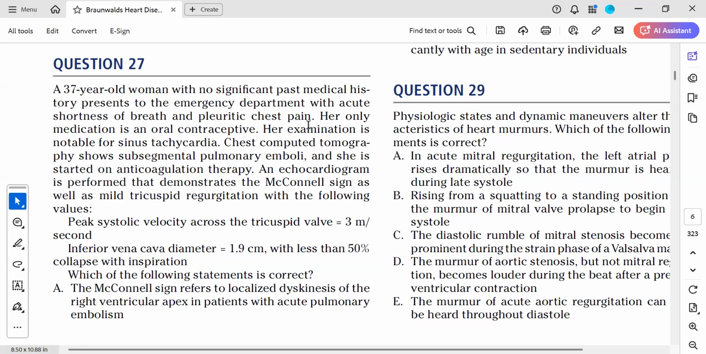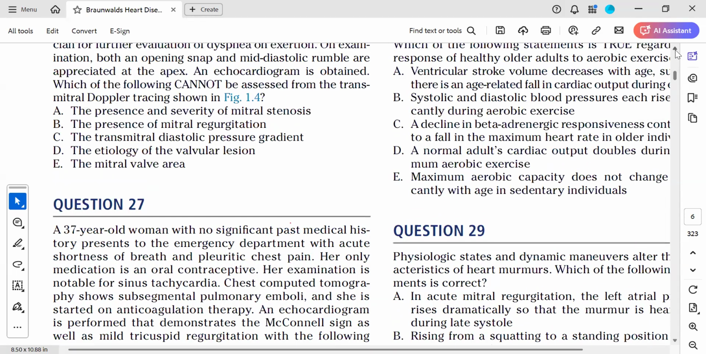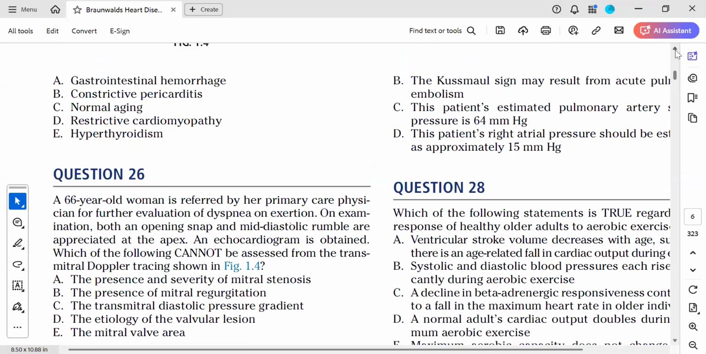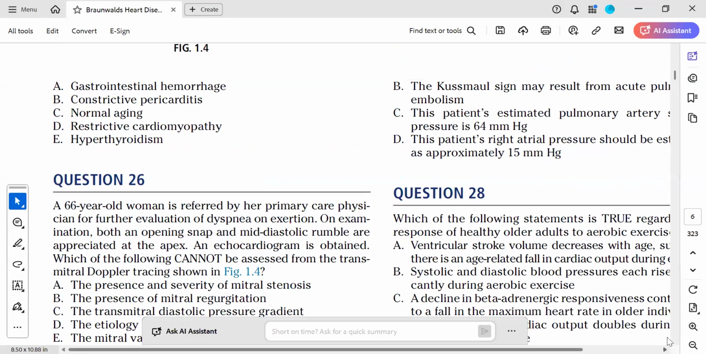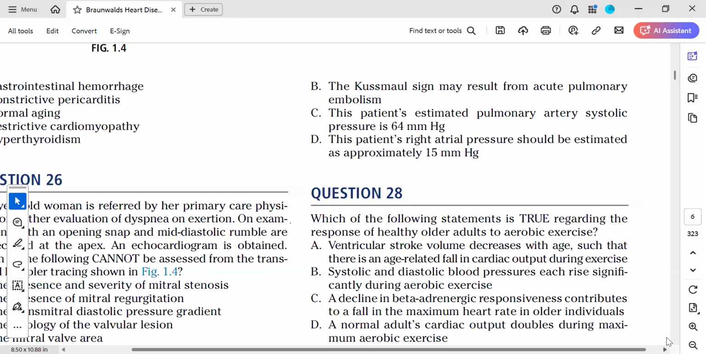Now, going to the question, which of the following statements is correct? McConnell's sign refers to localized dyskinesis of the right ventricular apex in patients with acute pulmonary embolism. Usually it spares the apex, making this statement false. Though McConnell's sign is said to be specific for acute pulmonary embolism, not all McConnell's signs are pulmonary embolism. You can also see McConnell's sign in patients that have right ventricular wall ischemia or myocardial infarction.